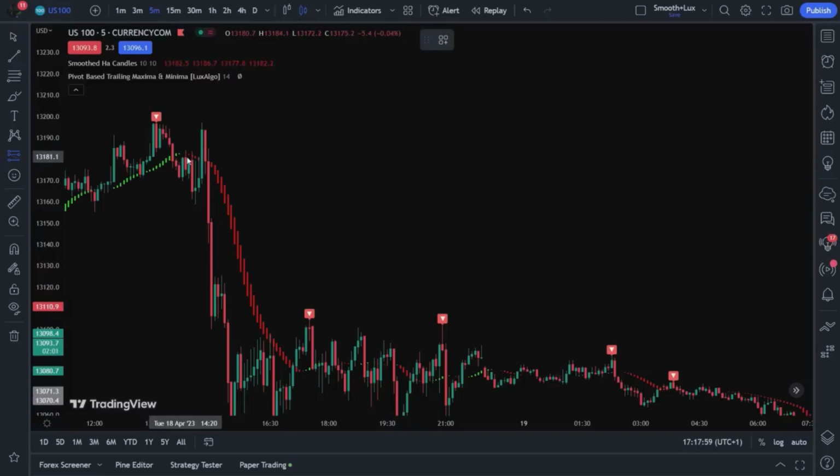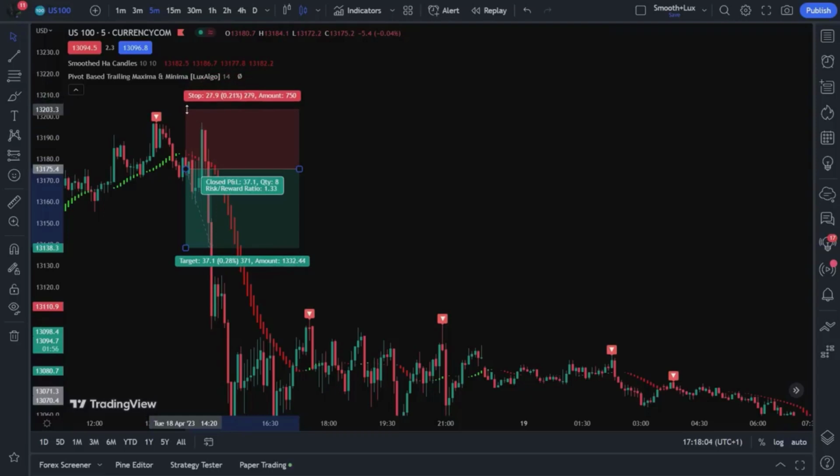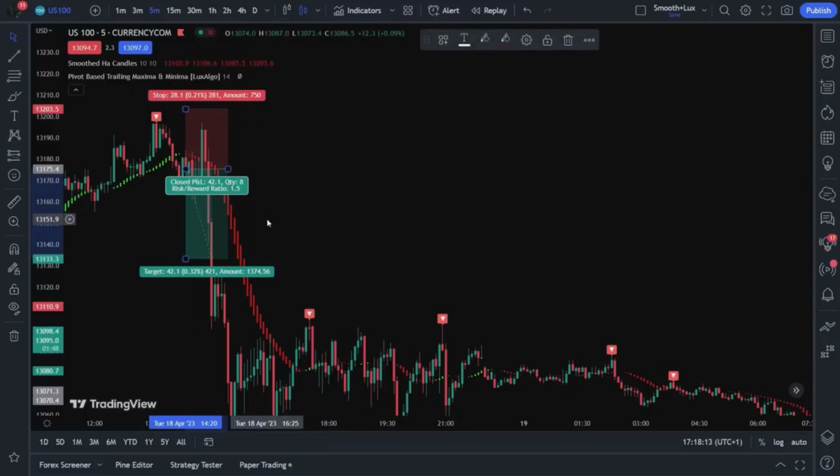Don't forget, if there is a blue pivot signal given before our Heiken Ashy Candles turn red, we cannot take a trade. But here, our signal is valid. So we set our stop loss at the recent red signal, and we target a risk to reward of 1 to 1.5. Let's do one more example.